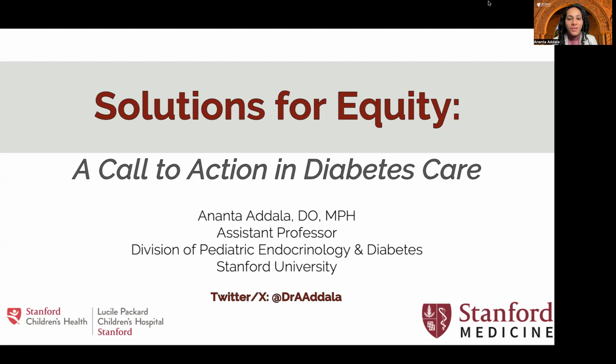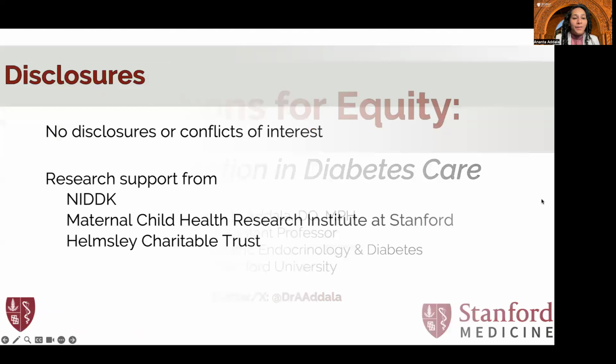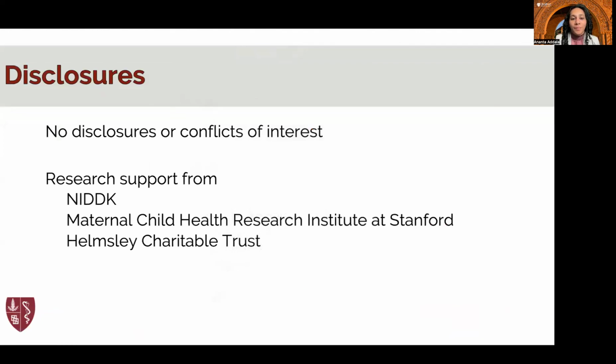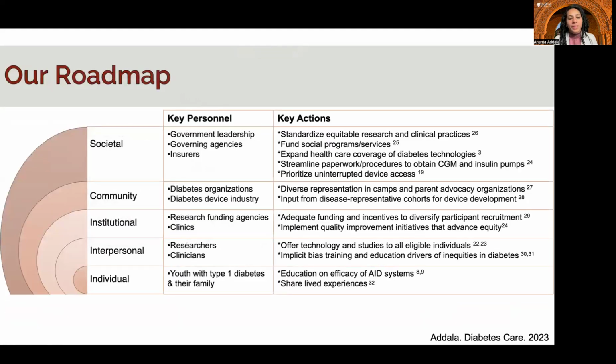I'm a pediatric endocrinologist at Stanford University, and I have the distinct pleasure today of talking with you not just about the state of diabetes disparities right now, but also specifically focusing on solutions for equity so we can think about what our next steps are going to be. I have no relevant disclosures or conflicts of interest, and I have research support from the following institutions. And I'm going to start really here at our roadmap for what we can do.